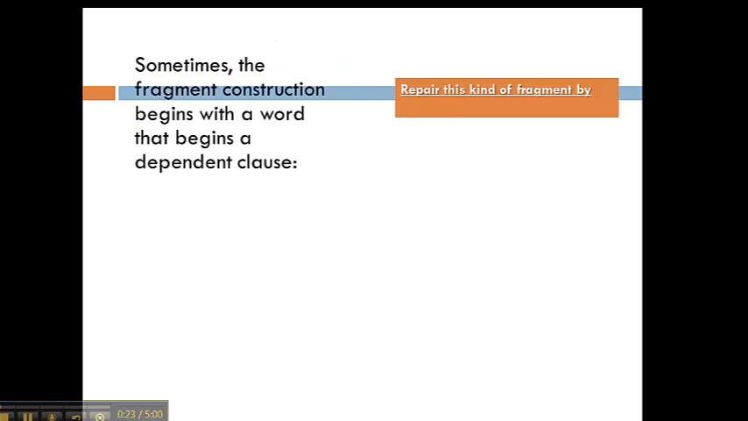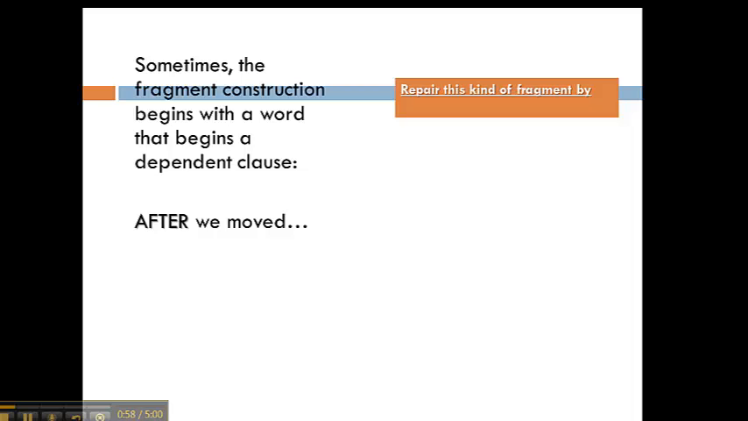Sometimes the fragment construction begins with a word that begins a dependent clause, and that's what the problem is. If you'll look at the dependent clause "after we moved," and notice the word "after," this is a dependent clause marker. Think about "after we moved": you're still waiting to find out what happened after we moved, and so would your reader be. You'll notice too that the word "after" is the problem. It's what makes the whole construction dependent. If you removed "after" and just wrote "we moved," that's a sentence. It's got a subject, it's got a verb, and it expresses a complete idea.